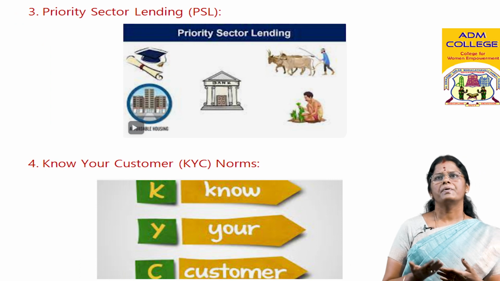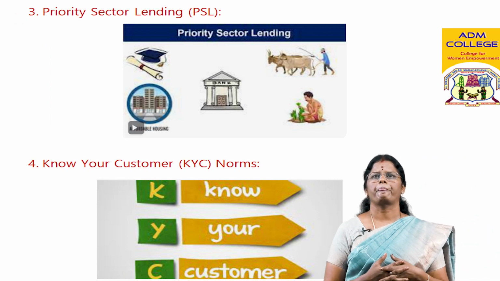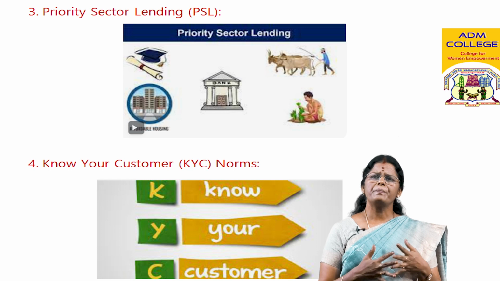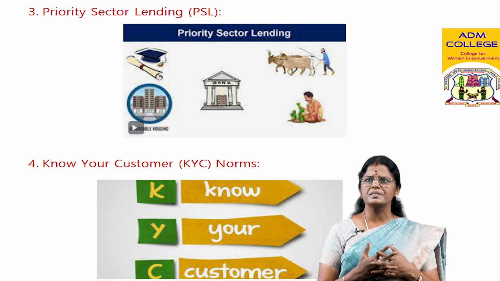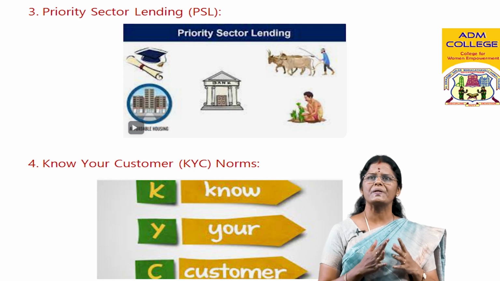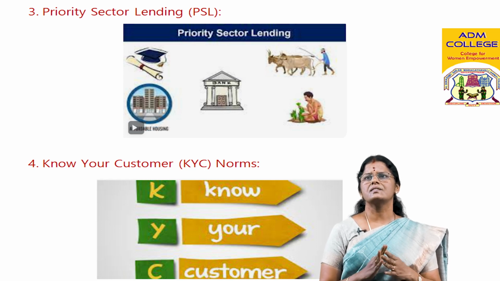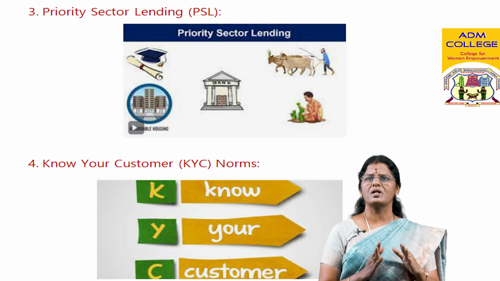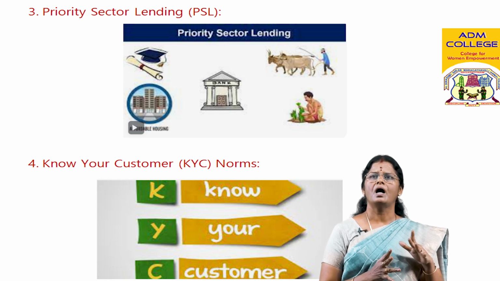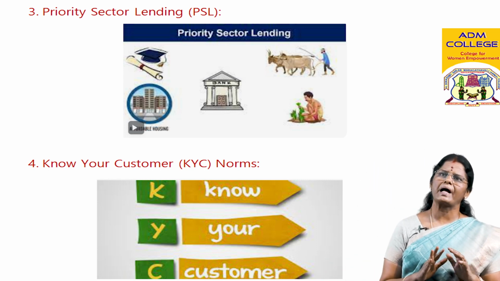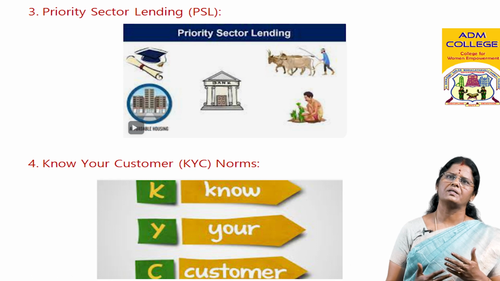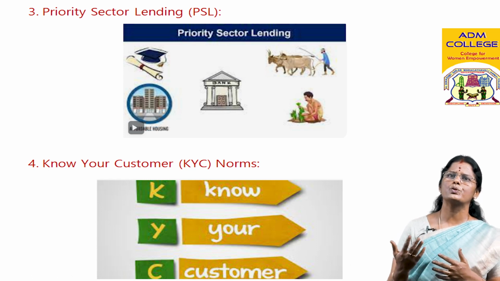Next one, priority sector lending. RBI mandates that banks allocate a certain percentage of their lending to specified sectors such as agriculture, small-scale industries, education, housing, and micro, small, and medium enterprises. This ensures that banks contribute to developing priority sectors and support inclusive growth.